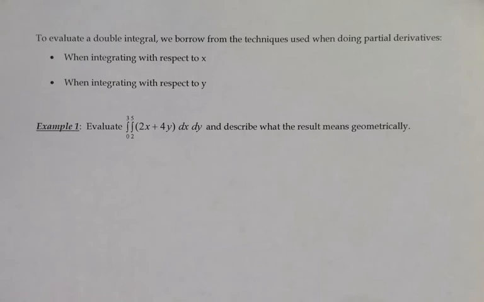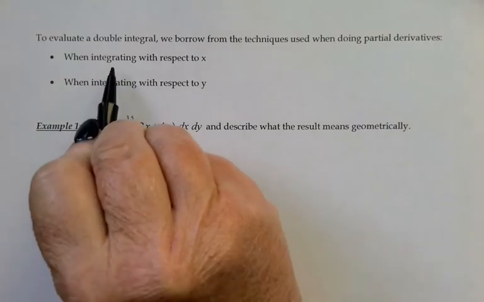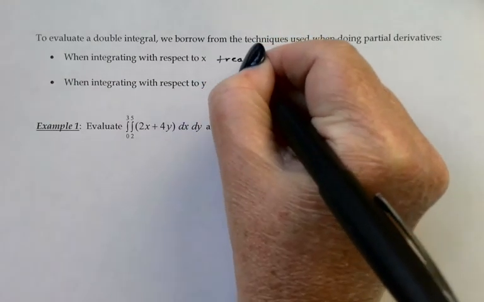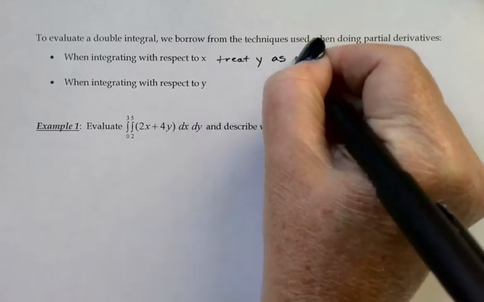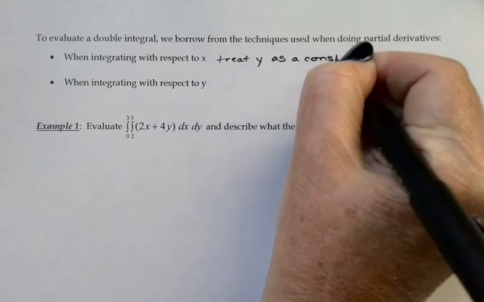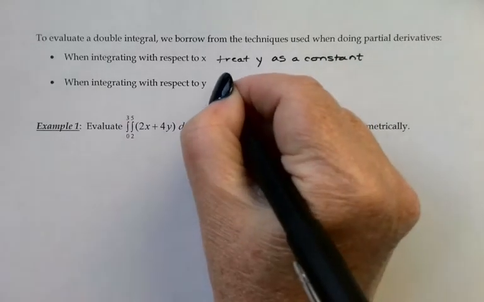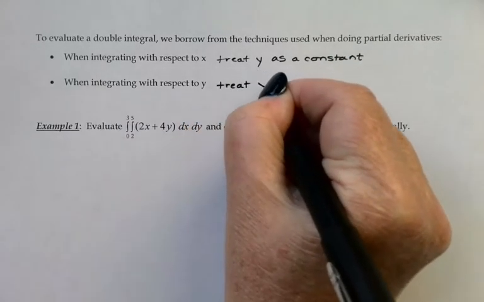This is section 13.1, part B. We're now going to look at the mechanics of evaluating a double integral, and we really need to borrow from what we already know about taking derivatives in a multivariable situation. Just like differentiating, if we're integrating with respect to x, we're going to treat y as a constant, and vice versa. If we're integrating with respect to y, we would like to treat x as a constant.